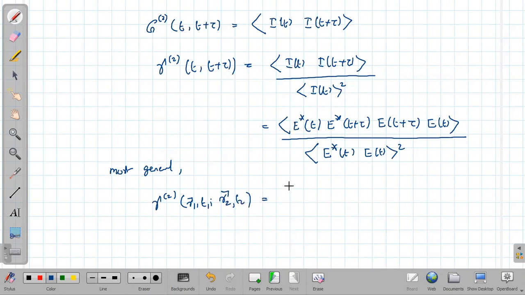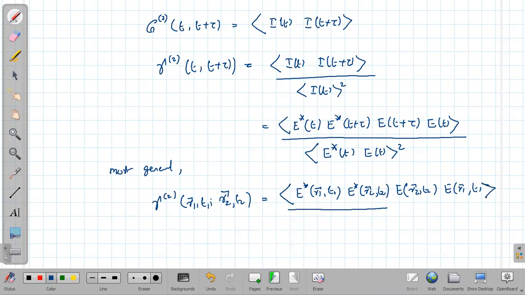Then this coincidence counter will be equal to the average of E star at R1 T1, E star at R2 T2, E at R2 T2, E at R1 T1, divided by the average of E at R1 T1 squared, E at R2 T2 squared.